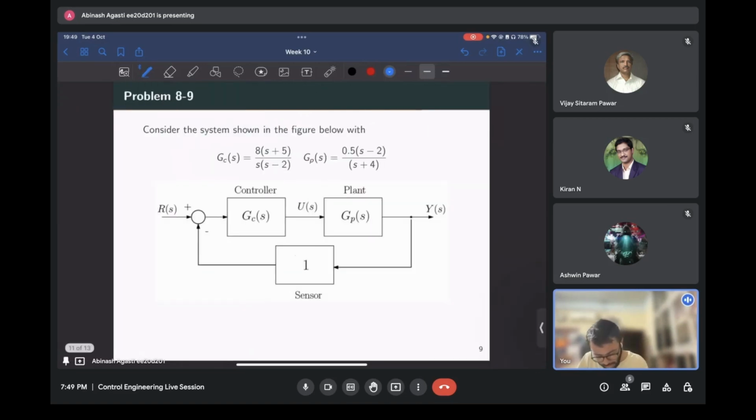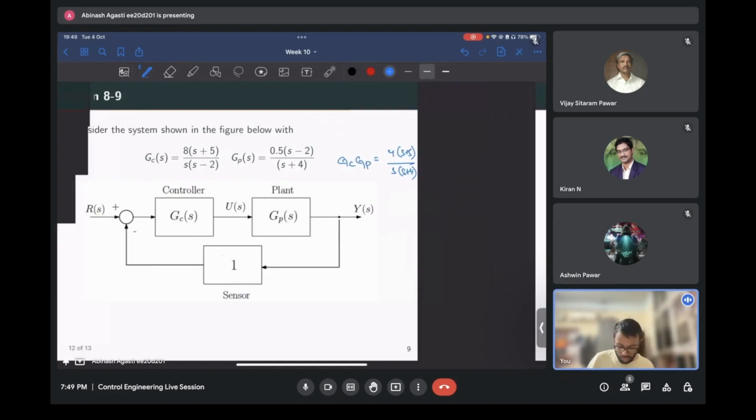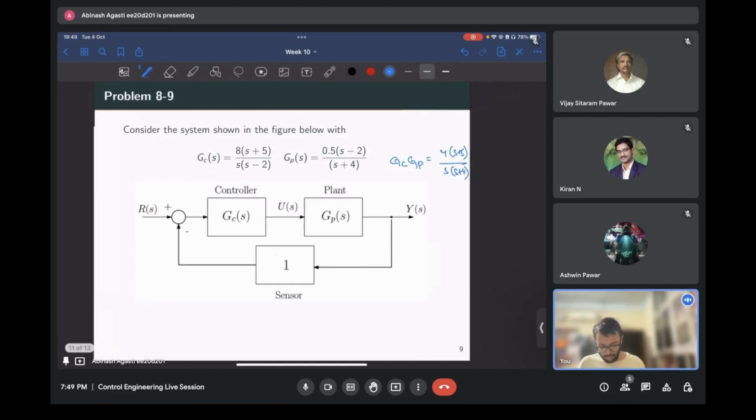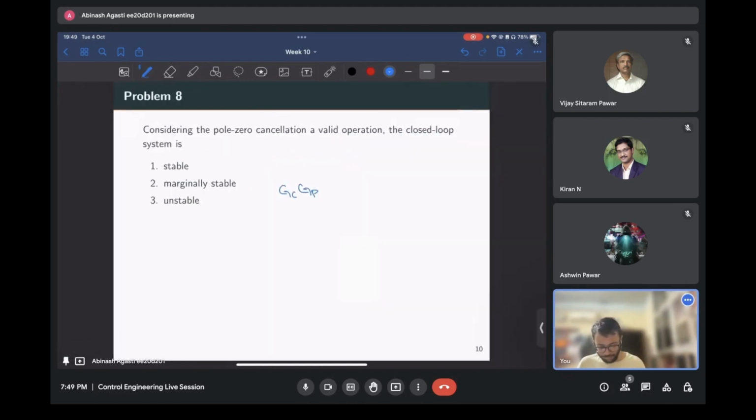So look at this. The pole of this controller is the zero of this plant, right? So what does that mean? When I multiply these two, these will cancel out. So effectively, GCGP is equal to 4 S plus 5 by S into S plus 4, right? So that is what this question means. Consider that pole zero cancellation a valid operation. So we'll take GCGP is equal to 4 S plus 5 by S into S plus 4.